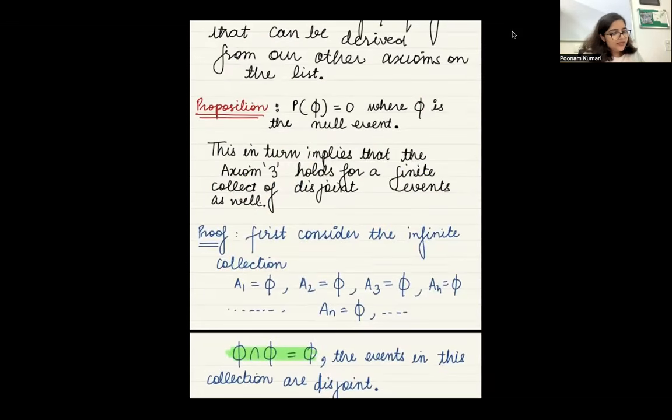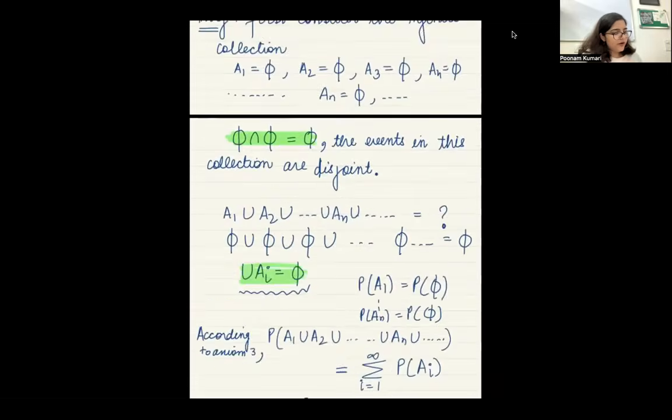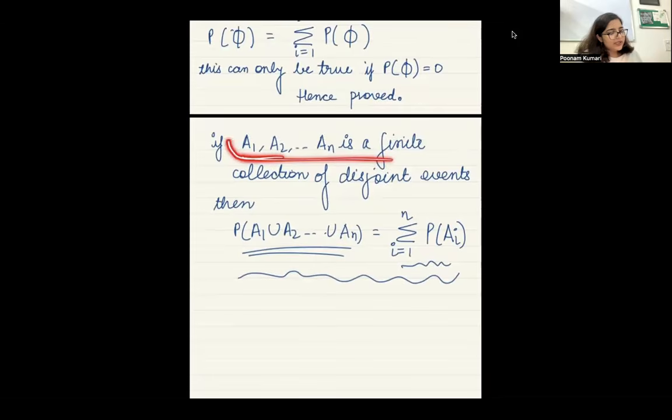When we said that this particular thing would imply that this third axiom will hold for a finite collection of disjoint events as well, there we had an infinite collection. So this holds for a finite collection. When you have a limited number of events, and you have to find the probability of their union, that is simply the sum of those probabilities. That's all. This is the statement now. Okay. Is that fine?